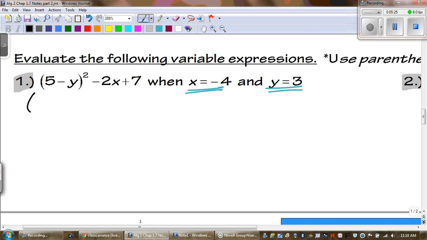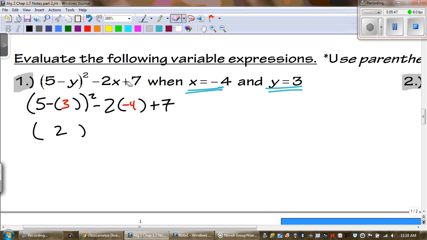All right, so we have to use parentheses anytime we substitute. Okay? So x is -4 and y is 3. We go inside the parentheses first, and 5 minus 3 is 2. Didn't have to make it that big. 2 minus 2 times -4 plus 7. Remember, we're following the order of operations right now, PEMDAS. So after parentheses, we do exponents. 2 times 2, that gives us 4.